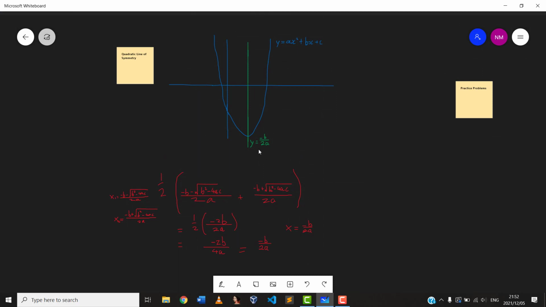And we know that when x equals a constant, it's just a vertical line. So when x equals minus b over 2a, that's why it's just a vertical line going through the midpoint or very tip of the parabola right there.